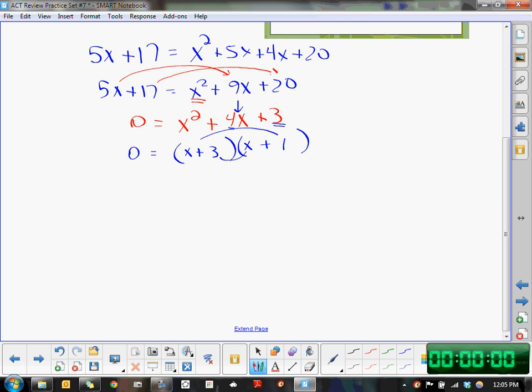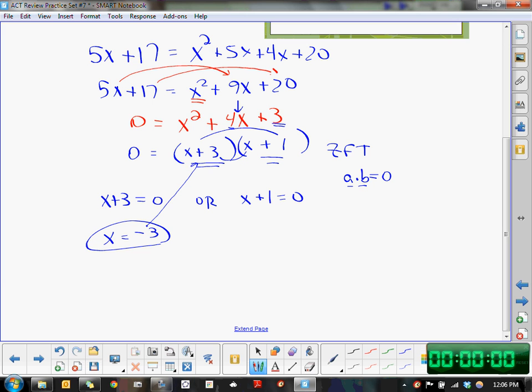And once I have it factored, then we use the zero factor theorem that says if you multiply two numbers together and their answer is 0, one of these two numbers has to be 0. So either the x plus 3 factor is equal to 0 or the x plus 1 factor is equal to 0. In this case, x would have to equal a negative 3 for that to happen. So if x is a negative 3, we get an answer of 0, or in this one, if x is a negative 1.